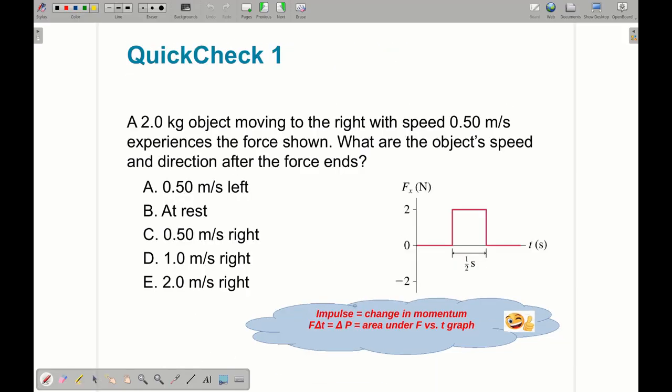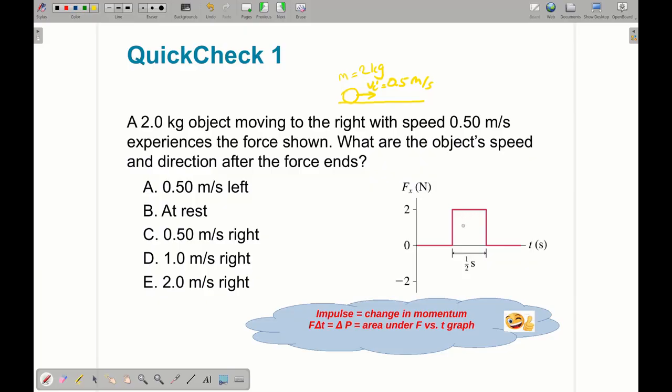Here is a quick question. A 2 kilogram object. So we have an object with 2 kilogram. Let's say it's a ball, and its mass is 2 kilogram, moving to the right with a speed of 0.5 meters per second. This is its initial speed, 0.5 meters per second. It experiences the force shown. So we have a force graph here. What are the object's speed and direction after the force ends?